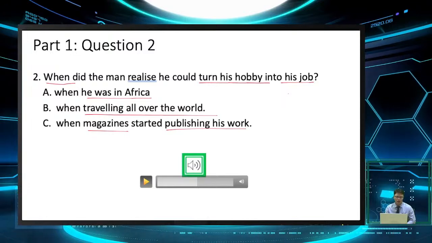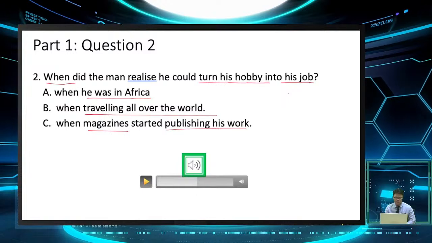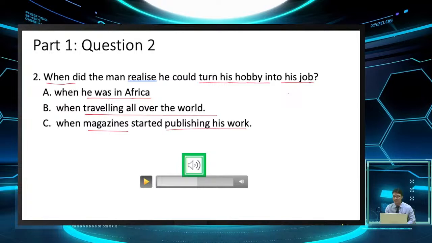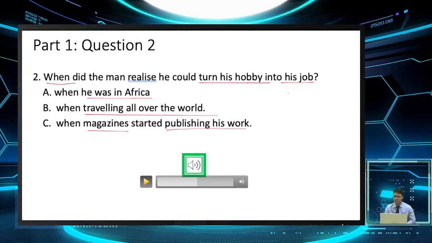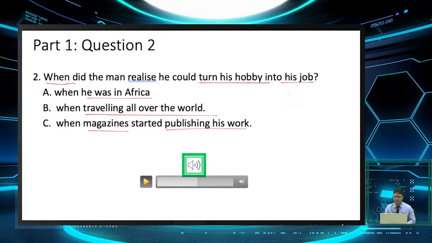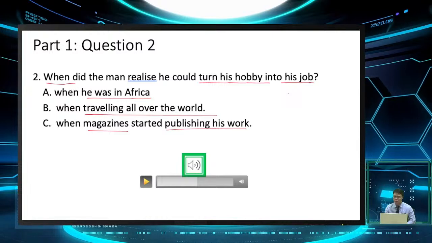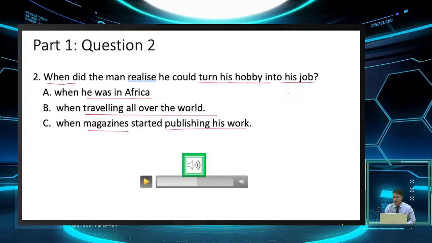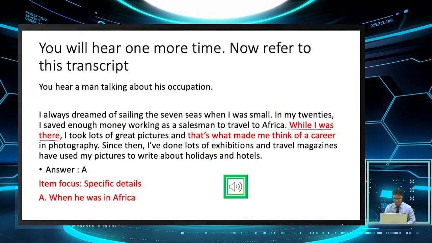Okay, you are going to hear the audio again, but this time you will refer to the transcript. So the question here, again, when did the man realize he could turn his hobby into his job? You have the question here, when, and the options: A, when he was in Africa; B, when traveling all over the world; C, when magazines started publishing his work. So pay attention to specific details.